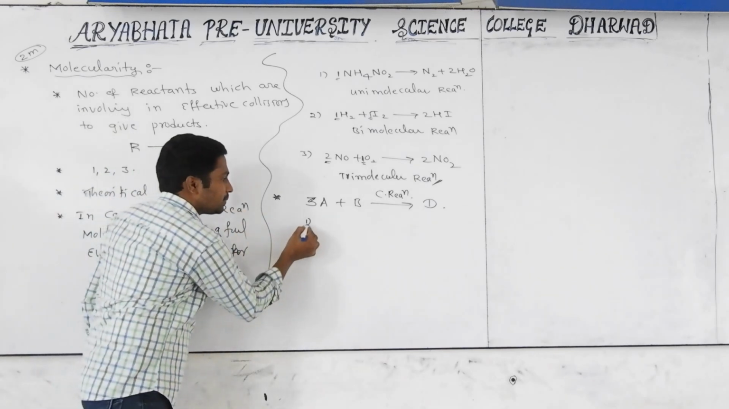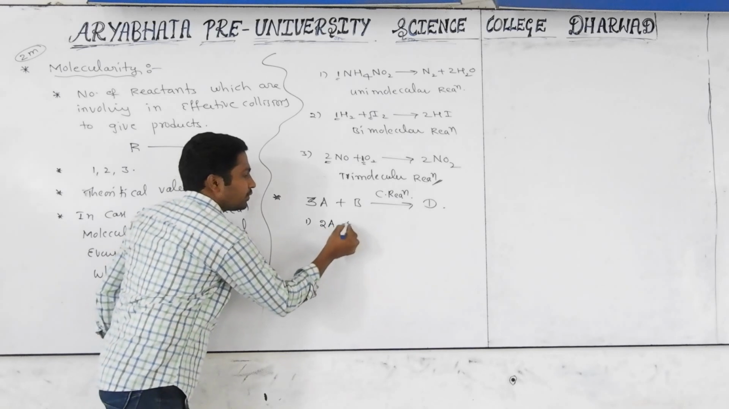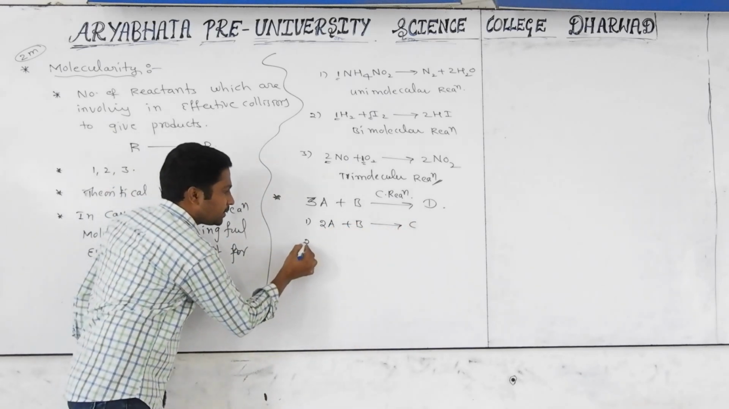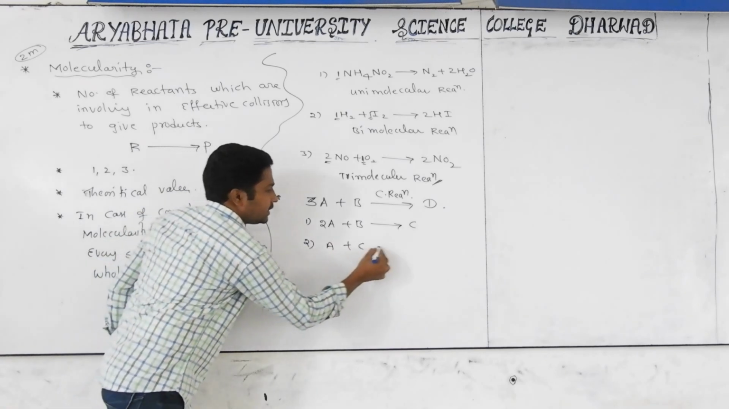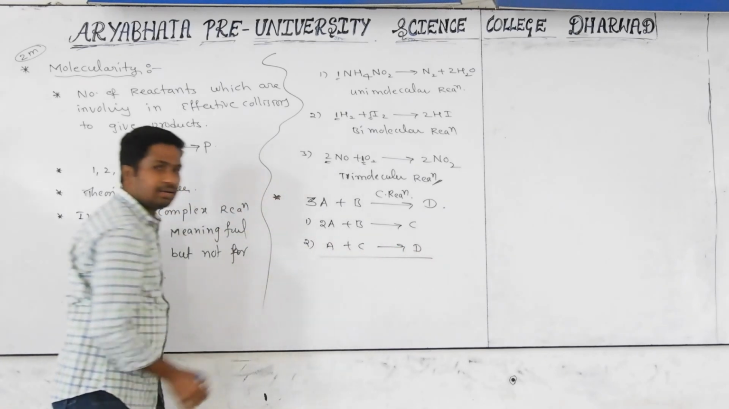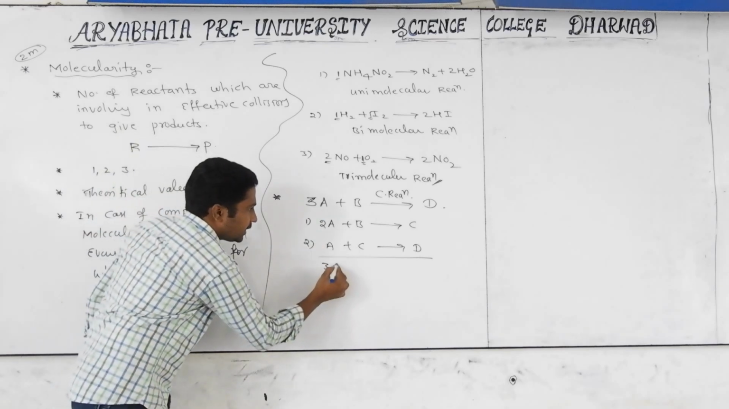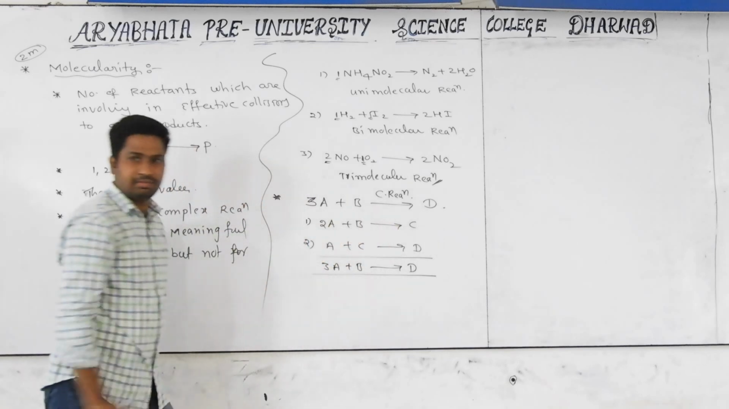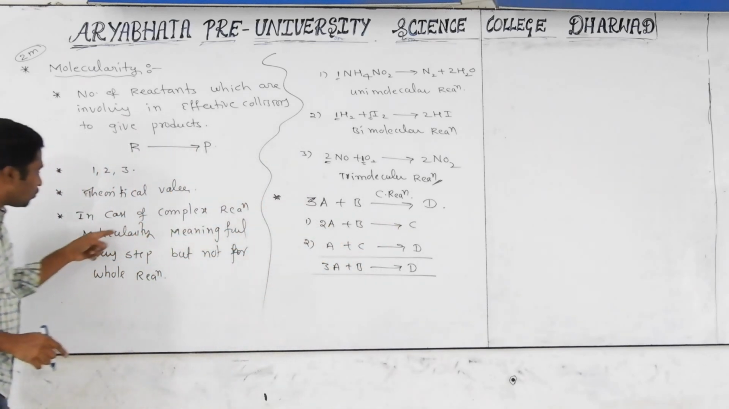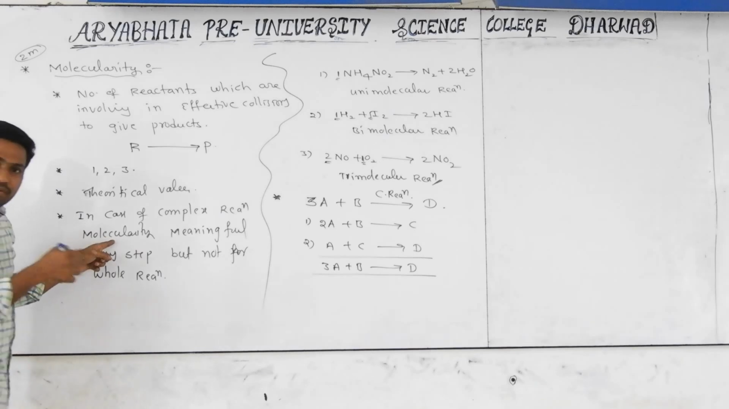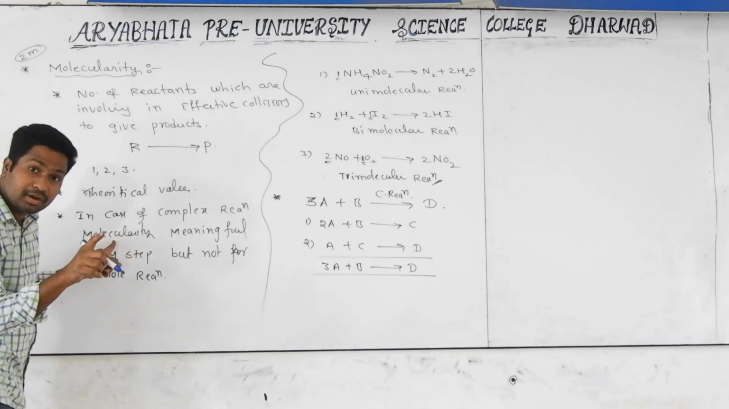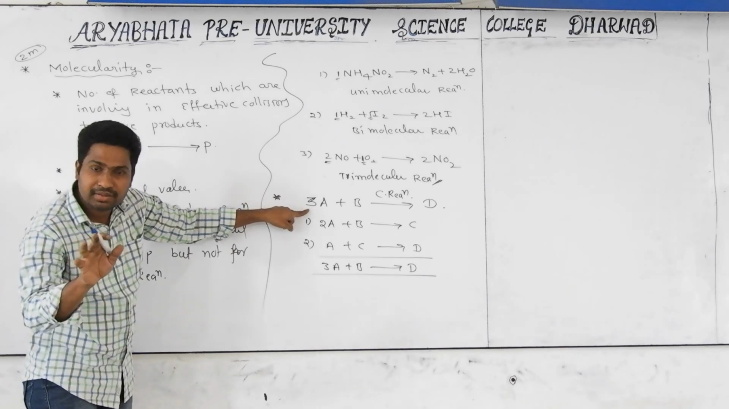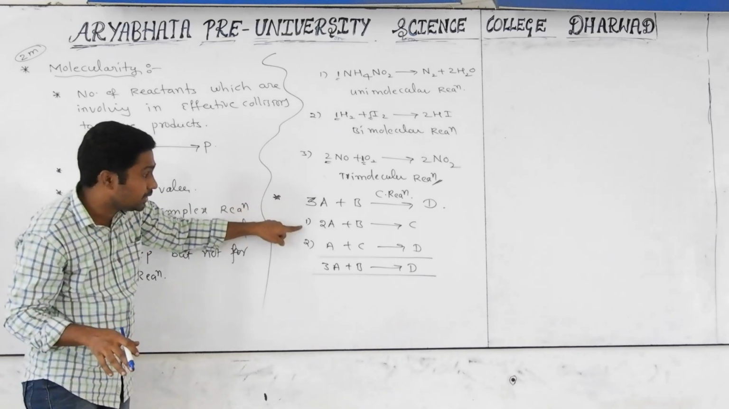Okay, what is the first step? For example, 2 moles of A plus B gives rise to C. Again, one more step is A plus C gives D. Is it clear? Yes, what do we get overall? 3A plus B gives rise to D. In the whole reaction, C gets cancelled. In the case of a complex reaction, what am I telling? Molecularity is meaningful for every step, but not for the whole reaction. Are we telling molecularity is for the whole reaction? No. This molecularity is not meaningful for the whole reaction, but meaningful for every step.